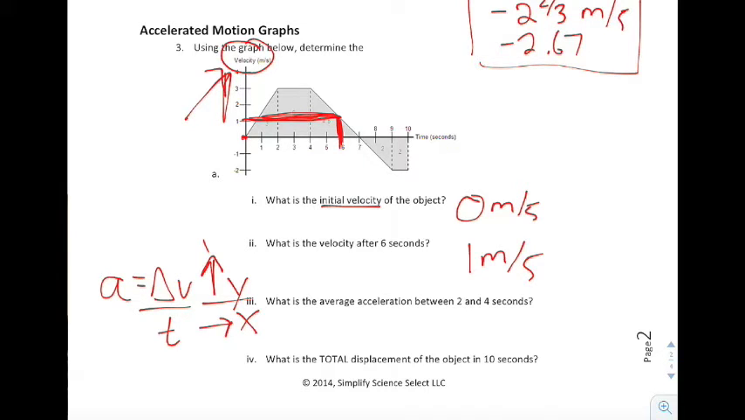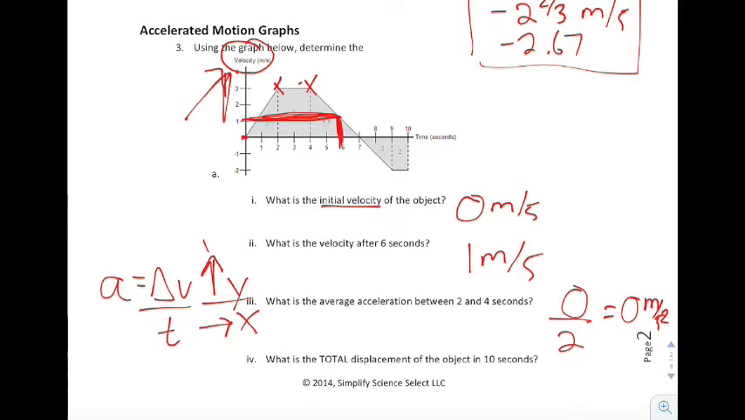So I look between 2 and 4 seconds. And when I do that, my rise is 0 and my run is 2. So 0 divided by 2 is 0 meters per second squared. So at this point, there is no acceleration. It would be moving at constant velocity at that particular point.